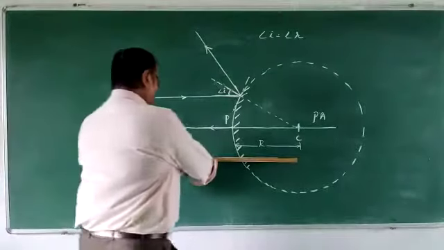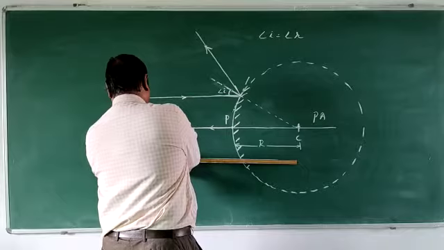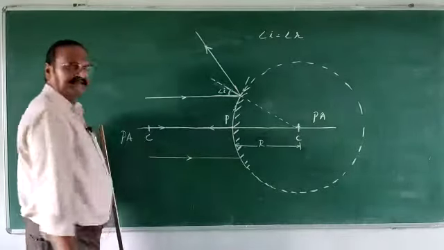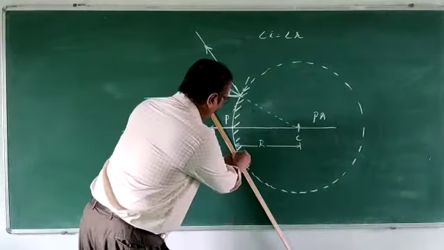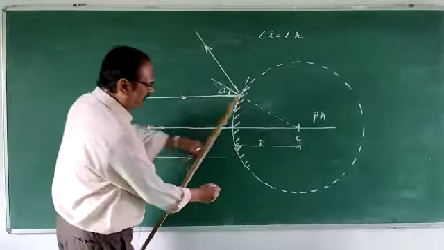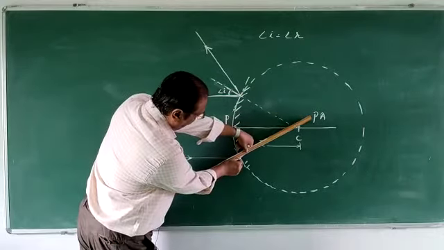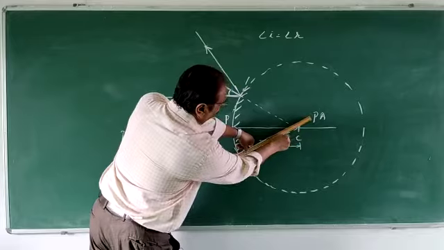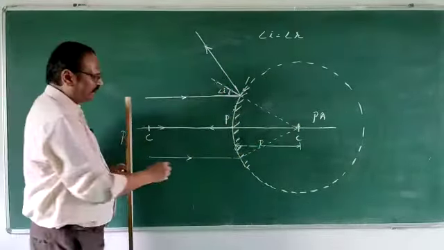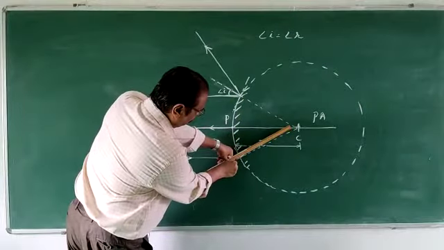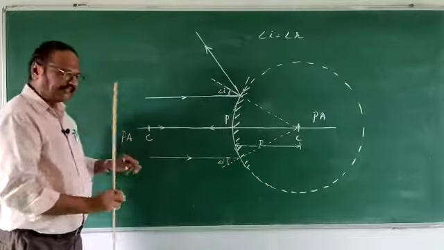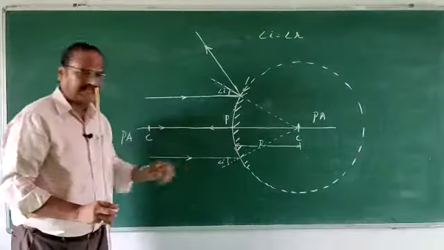Let me take another ray parallel to the principal axis. Now look at it again. Draw a tangent. Now as usual, draw a normal at the point of incidence, which is touching the center of curvature. Fine. Now let me extend it further. This is the angle of incidence. The angle between the incident ray and the normal is called the angle of incidence.